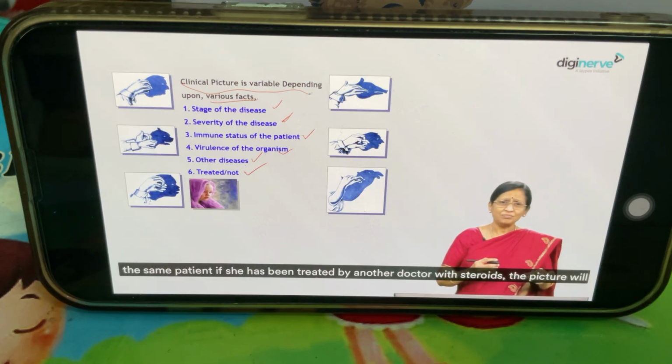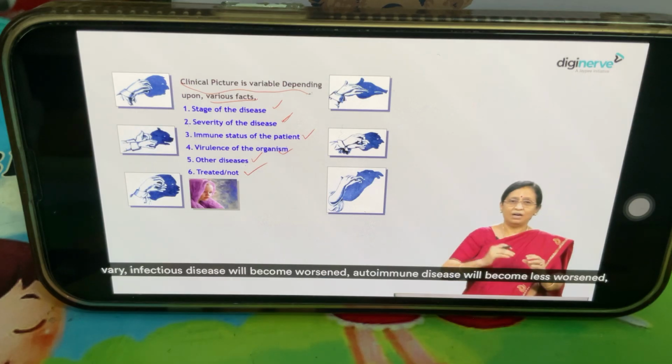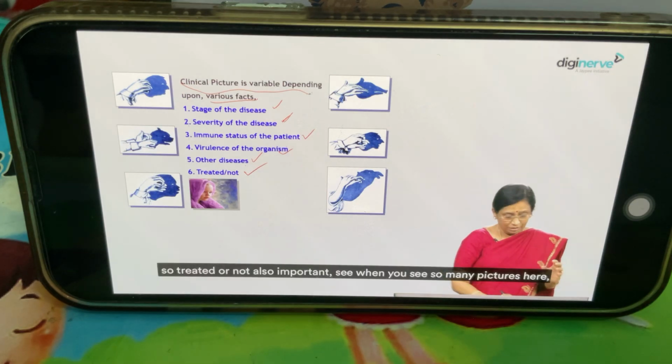The same patient, if she has been treated by another doctor with steroids, the picture will vary. Infectious disease will worsen, autoimmune disease will become less severe. So treated or not is also important.